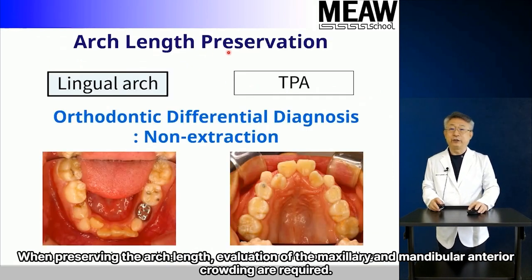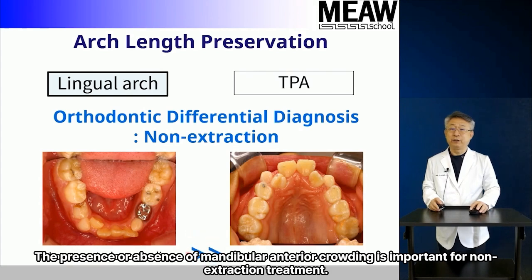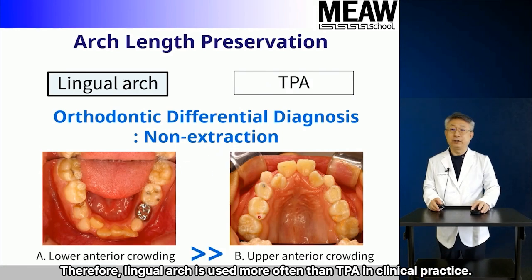When preserving the arch length, evaluation of the maxillary and mandibular anterior crowding is required. The presence or absence of mandibular anterior crowding is important for non-extraction treatment. Therefore, lingual arch is used more often than TPA in clinical practice.